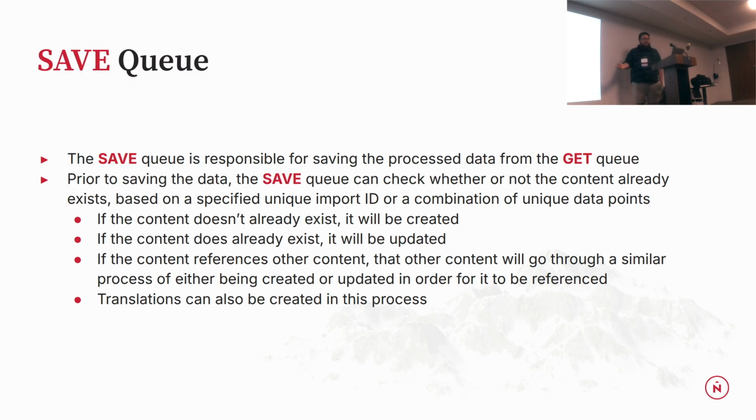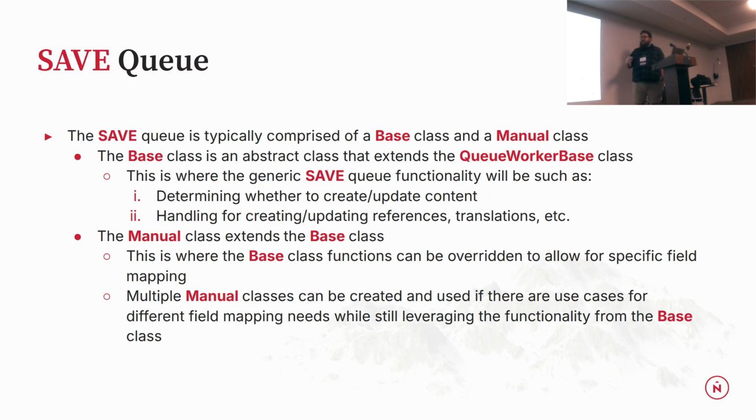If the content doesn't exist, we create it. If it does exist, we update it. If there's a content reference, let's create that content that it's trying to reference first, and then create the original content. And you can also create translations at the same time, which is pretty handy. Again, not limited to that list, but that's kind of the basics.